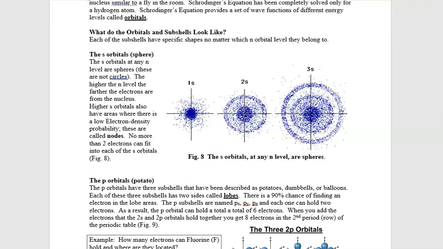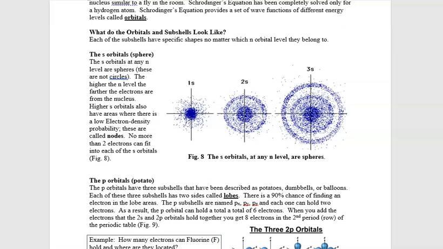So what do the orbitals and subshells look like? Each of the subshells has a specific shape no matter which n orbital it belongs to: first, second, third, fourth. The s orbitals, sphere. So the s orbitals are shaped like a sphere. So now what we're going to do is take these orbitals we've been talking about. The first row of the periodic table is the first orbital. The second row is the second. We're now going to start breaking them up into subshells or suborbitals. We're going to find out they have layers within them, and we're going to learn what those layers are here.